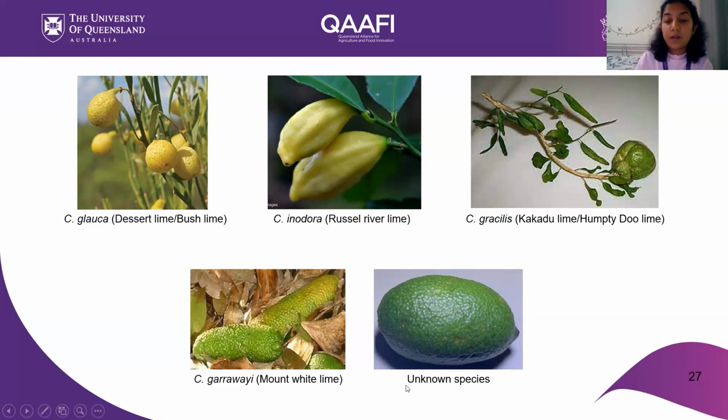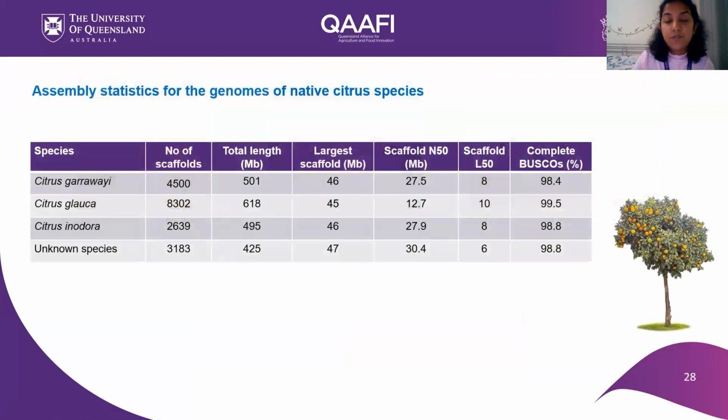And we also have another unknown citrus species, which is similar to garrawayi. It was also collected from Cape York Peninsula. This species is thought to be a closely related taxon or maybe a subspecies of Citrus garrawayi. So we have assembled the genomes of all these species. It's really important to characterize all these genomes because they harbor valuable genes which can later be integrated into the commercial cultivars.